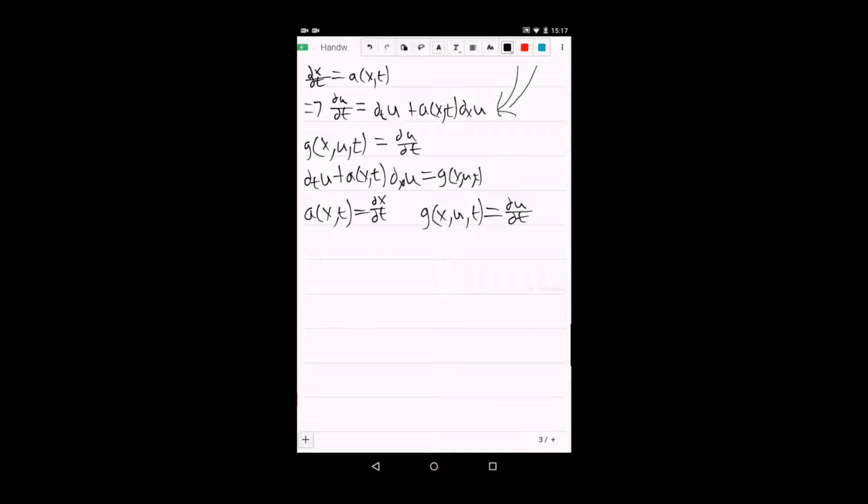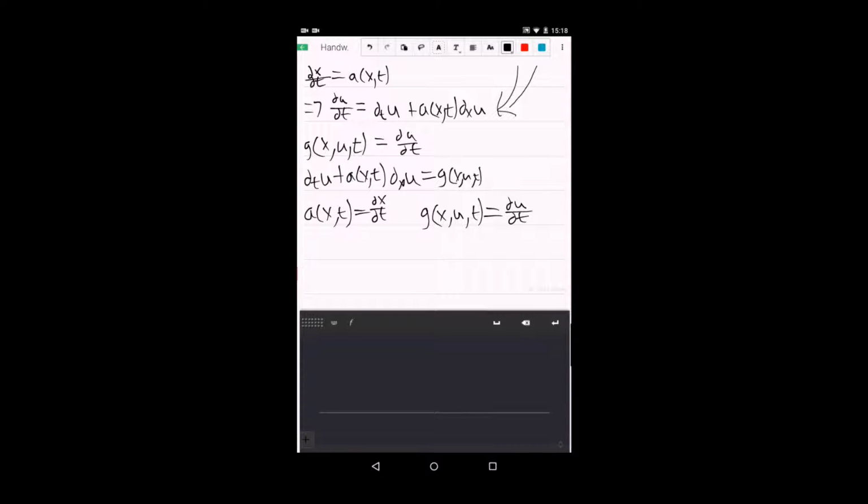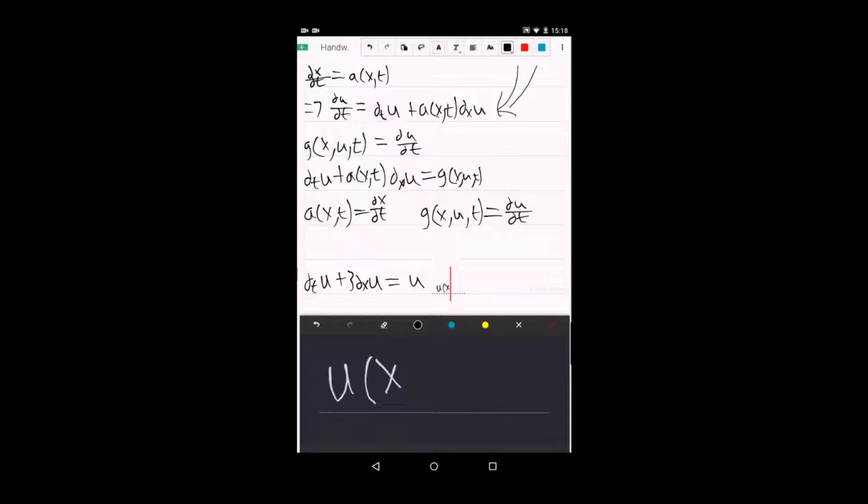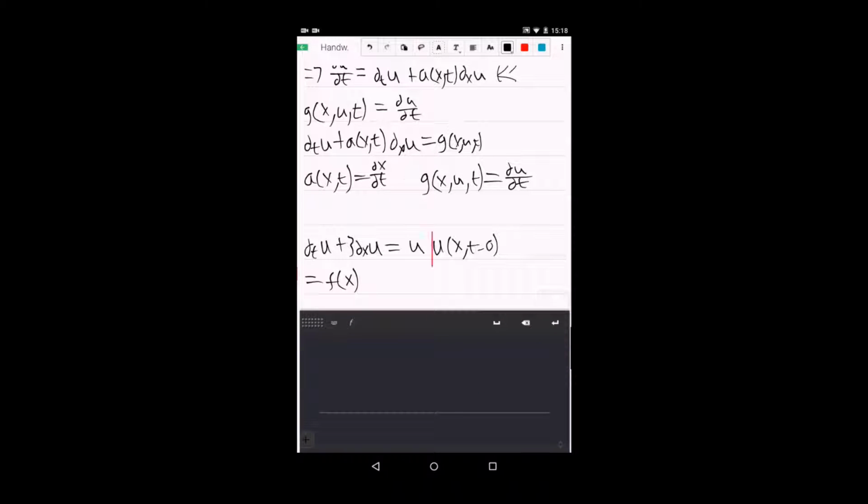So now I'm going to work through example problem 2 from the lecture notes. The problem is that the partial derivative of u with respect to t plus 3 times the partial derivative of u with respect to x equals u. And of course we have the initial condition that u of x and t equals 0 equals f of x. So this is the most general initial condition that we could possibly be given. And that's it. There's no boundary conditions or anything like that.